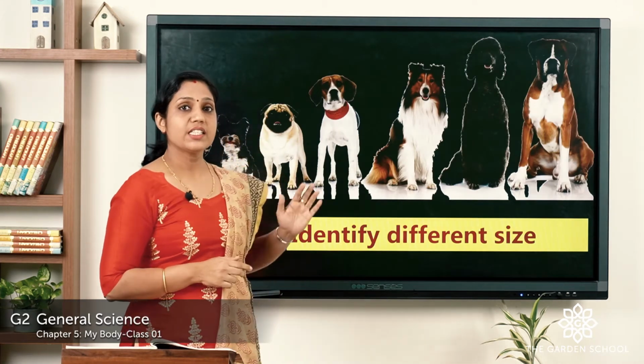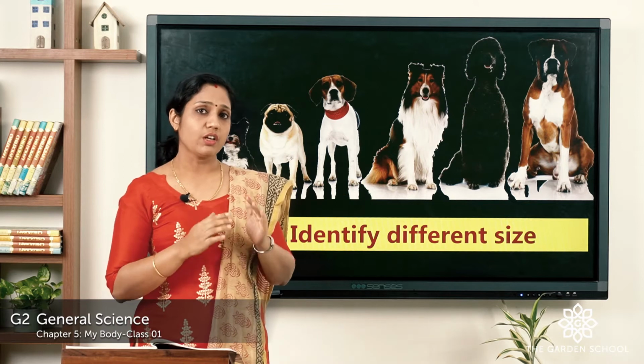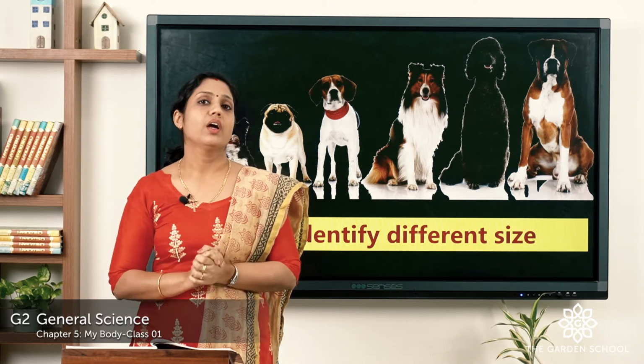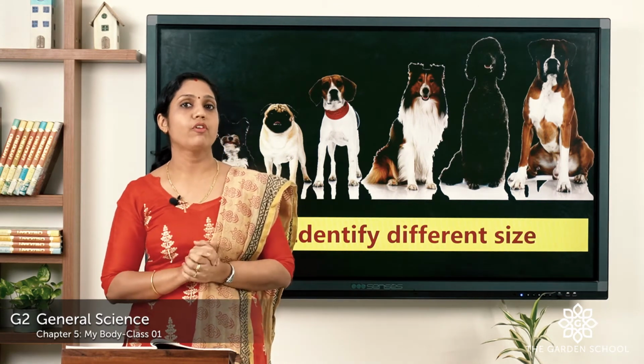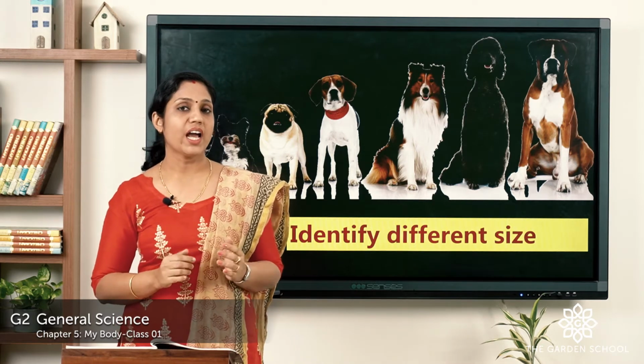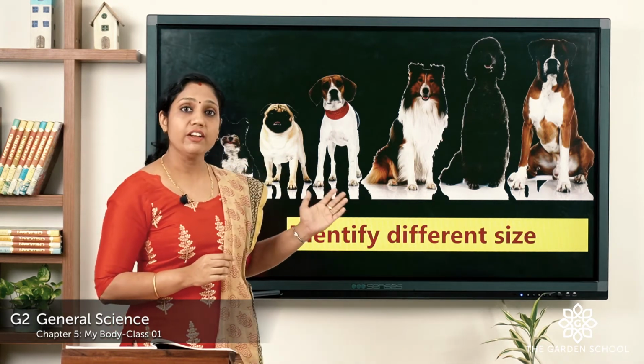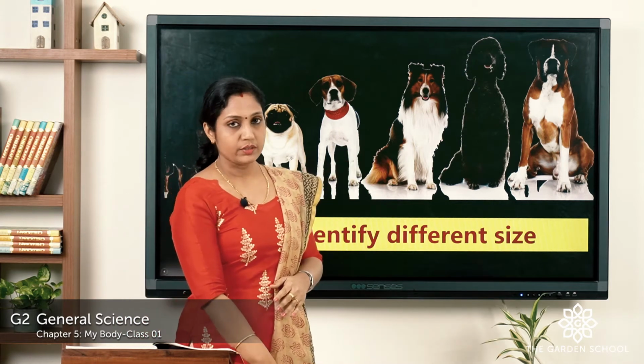In this picture, you can see many dogs. Are these dogs of the same size? No. How did you identify? With the help of your eyes. So with the help of our eyes, we are able to identify different sizes.